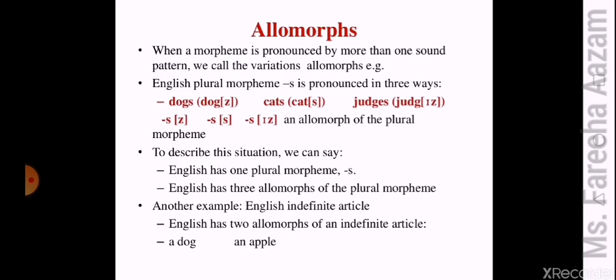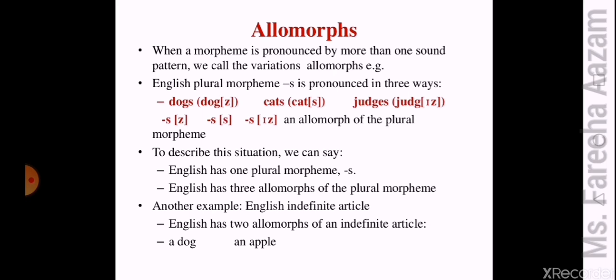Allomorphs. When a morpheme is pronounced by more than one sound pattern, we call the variations allomorphs, like the English plural morpheme. S is pronounced in three different ways. How? Like in three words: dogs, cats, and judges. In dogs, the s is pronounced like Z. In cats, it is not pronounced as Z, but as S. In judges, it is EZ.